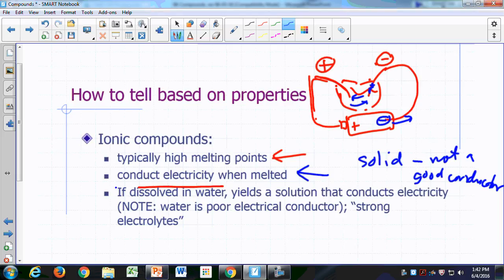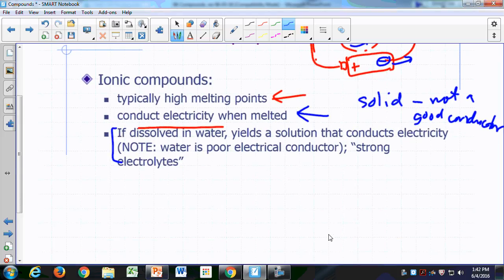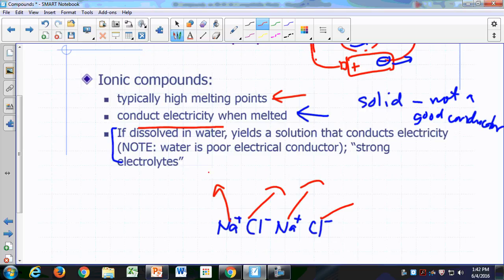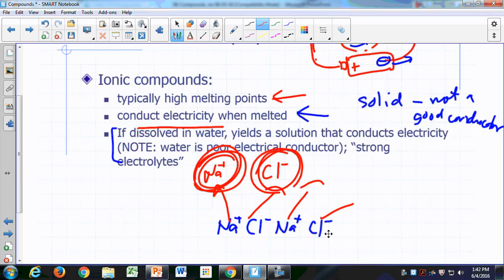Now, if you dissolve it in water, then these ions are going to be dispersed. So the ions are not really stuck. If you have, for example, sodium chloride, they're stacked together right next to each other in a solid. But if you dissolve this in water, they're going to spread out. And so the sodium ions here are going to be surrounded by water molecules. The chloride ions will be surrounded by water molecules. And they're more or less free to move about in the water.